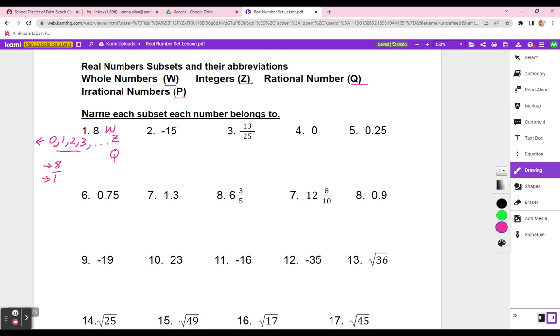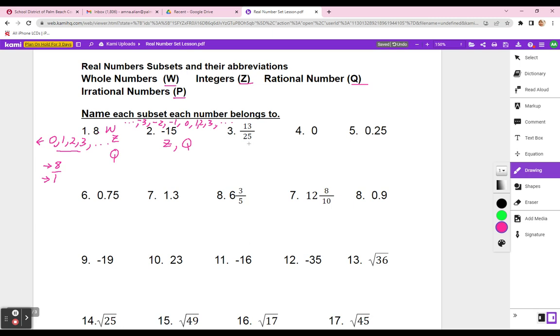Well, it's not a whole number because whole numbers are not negatives, but it is an integer because remember, integers are all those whole numbers and their opposites. So yes, it's an integer. Is it rational? Yes, because we can easily convert that to a fraction, negative 15 over 1, which meets that definition, a over b. So it's also a rational number.